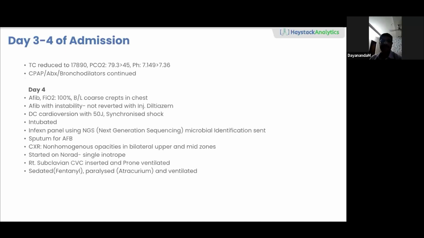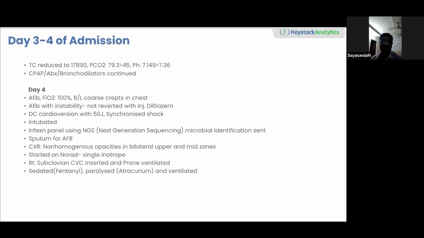So on day 3 and 4 of admission, the total count slightly reduced to 17,890, and PCO2 came down from 79 to 45, and pH improved from 7.149 to 7.36. She was on CPAP, antibiotics, bronchodilators were continued.